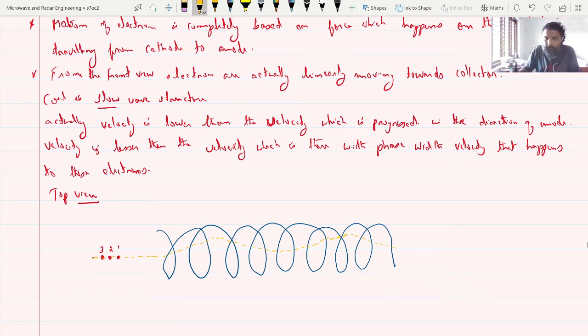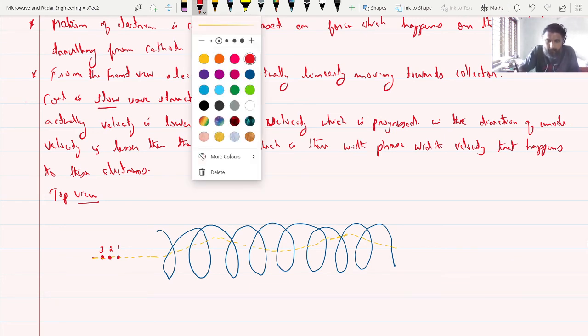Okay. So what happens? These 3 electrons are separated by a distance. You can see that one. During the positive half cycle, that is what I am telling with the top view, these electrons are being accelerated. There will be an acceleration force. That is why there will be an increase in velocity.